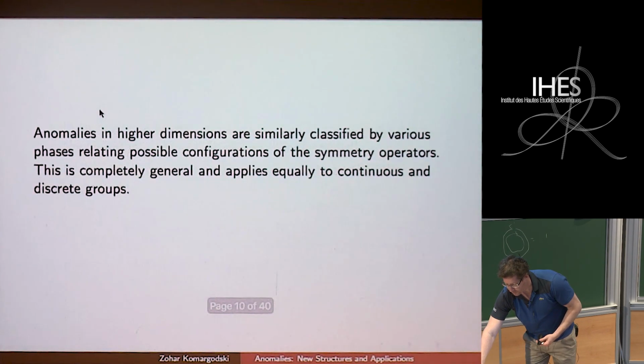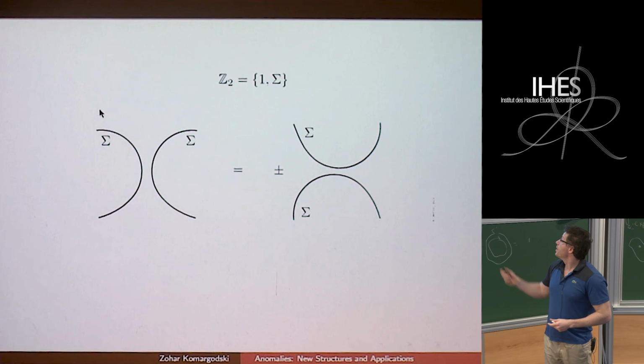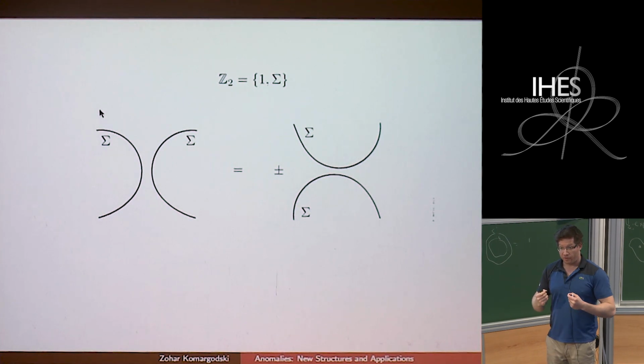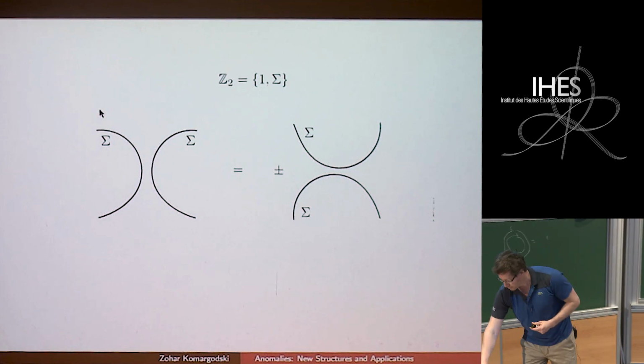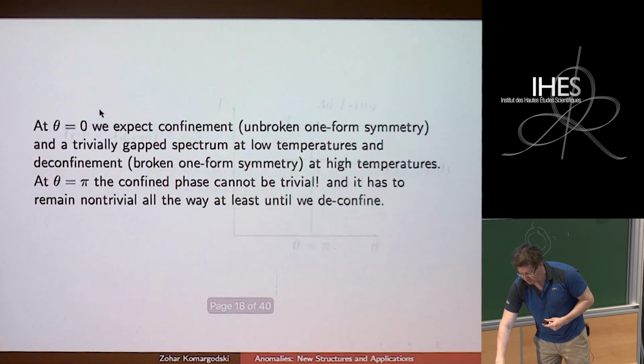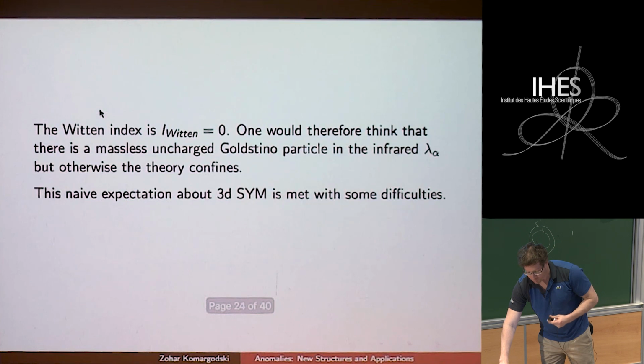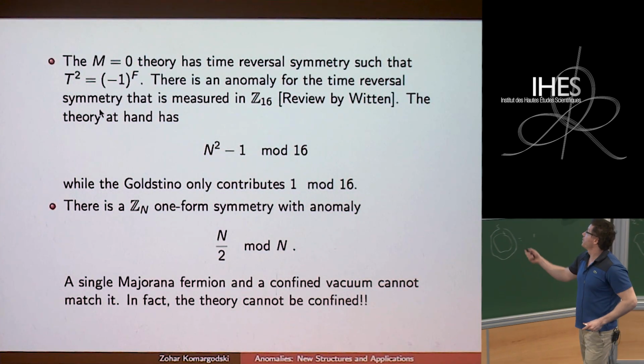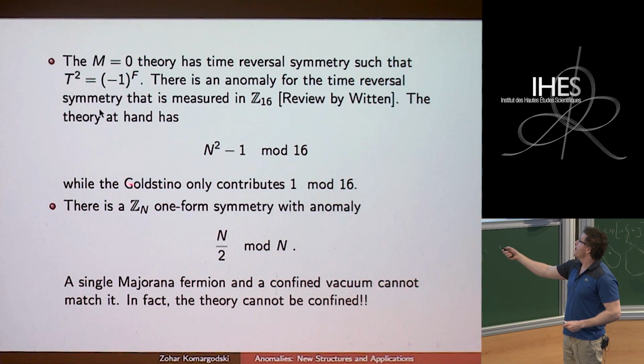So in the Z2 case, it was a plus-minus thing. It turns out that if you do time reversal symmetry instead, it's a root of 16. It's a 16th root of unity. So time reversal anomaly is measured mod 16. And we computed this anomaly. We found out that it's n squared minus 1 mod 16.